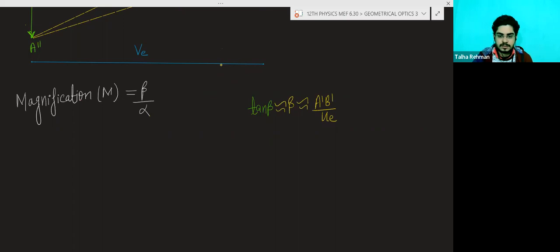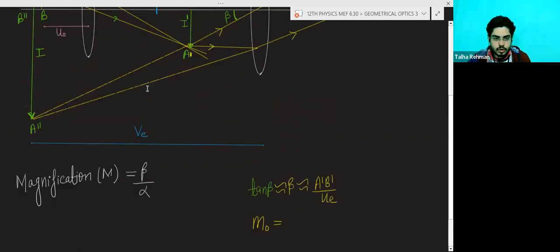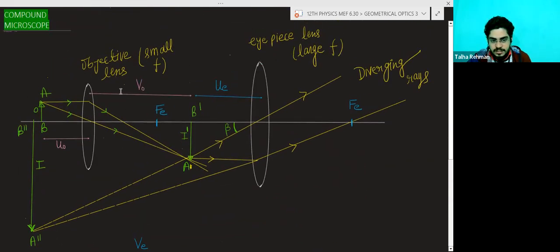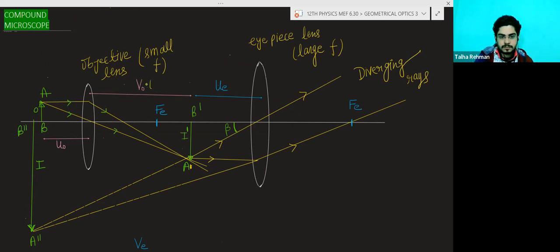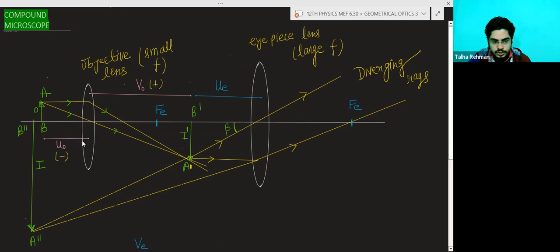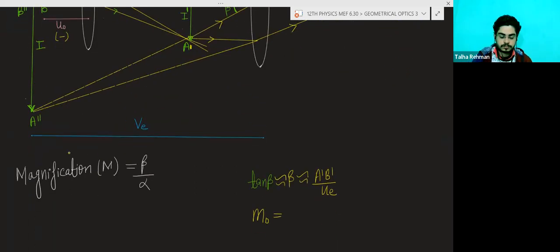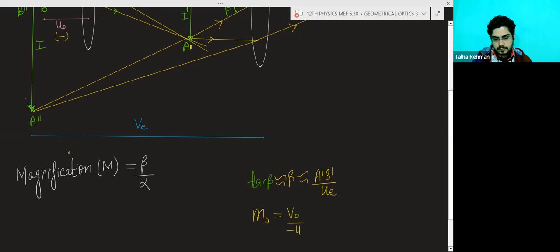Now you can find out the magnification of the objective lens. The magnification of the objective lens is given by v by u. I told you that for a lens the magnification is v by u. For the objective lens, this distance is V naught and it is in the direction of the light, so you will take this distance as positive. And this distance you will take as negative, because it is in the opposite direction of the incident light. So it will be V naught divided by minus U naught.